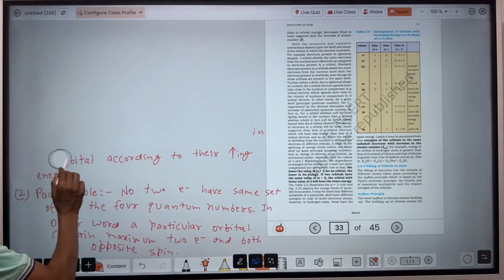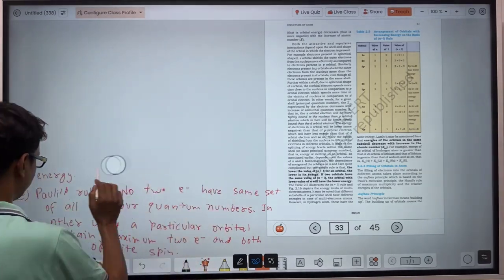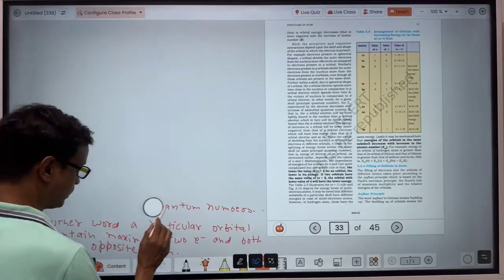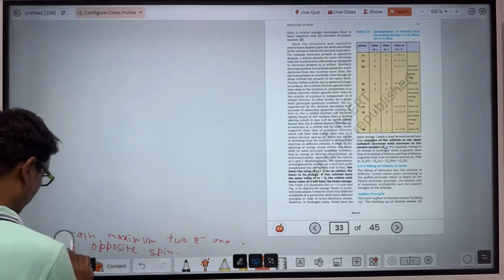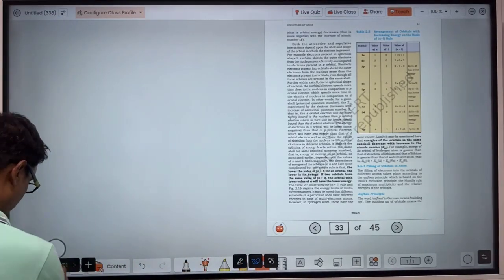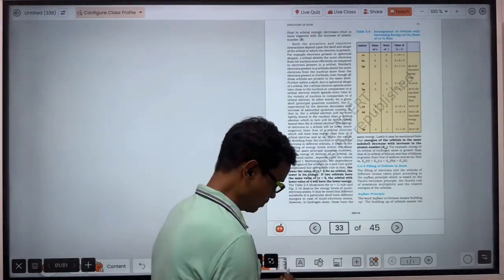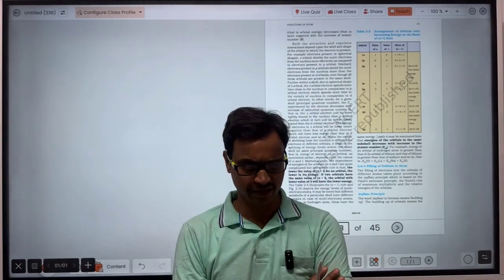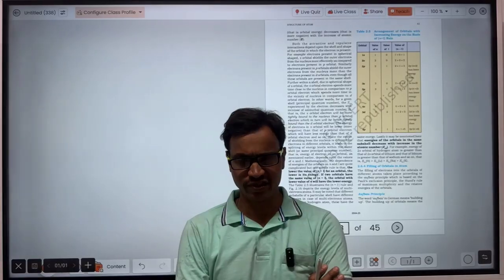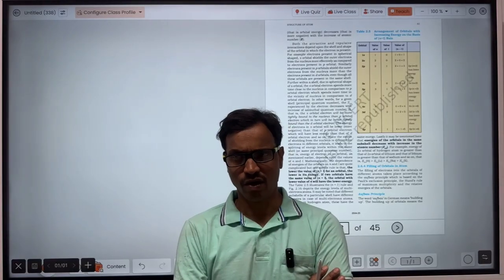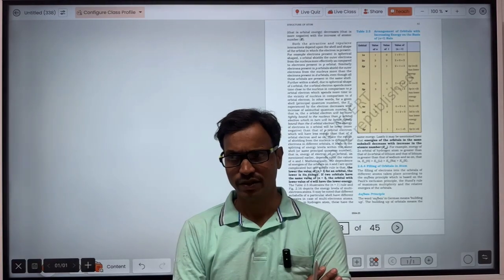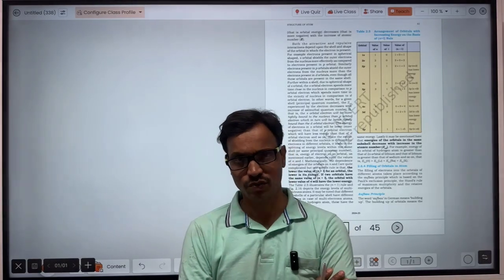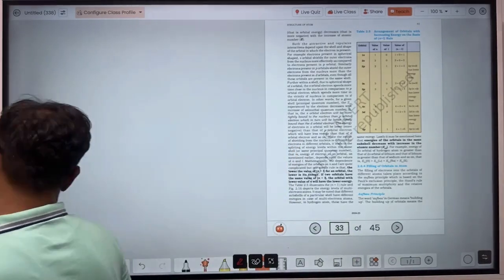Hund's rule states that in a degenerate orbital, the pairing of electrons will not take place until all the orbitals are singly occupied. So Hund's rule states that in a degenerate orbital, the pairing of electrons will not take place until all the orbitals are singly occupied. That is Hund's rule.